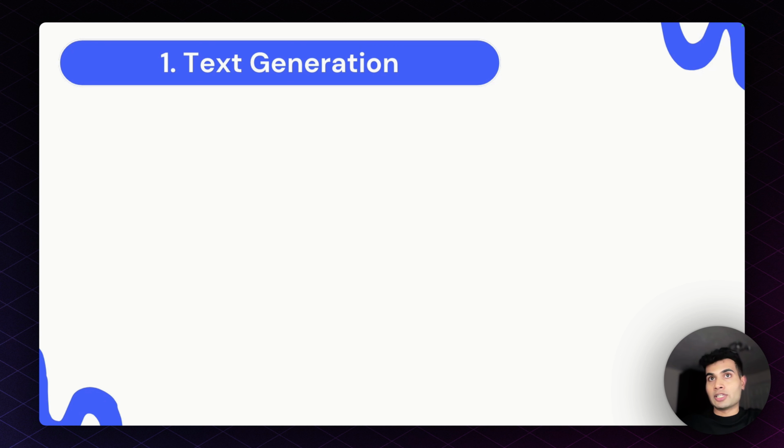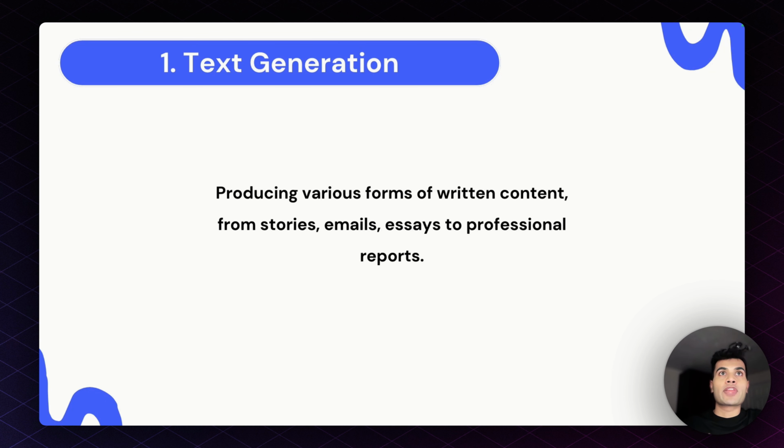ChatGPT, or what we reference as Gen AI, is very, very good at text generation. What that means is producing various forms of written content, all the way from stories, emails, essays to even professional reports. Let's actually have a look at this within ChatGPT.